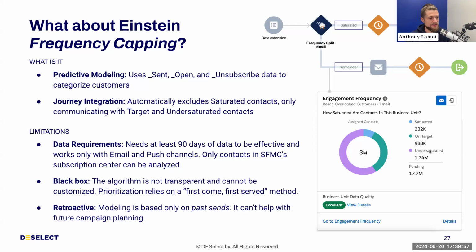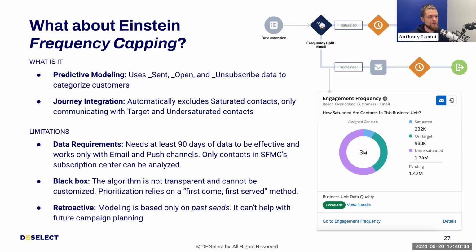However, there are big limitations with this. First off, the data requirement. You can only do this if you have at least 90 days of data to be effective, and it only works with email and push, so not with text. But most importantly, it only works if the contacts in Marketing Cloud's out-of-the-box subscription center can be analyzed. And that tends to be a problem because more often than not, customers use a custom preference center, and if you go that way, you just can't use this feature, right? So that's where it ends for most customers.